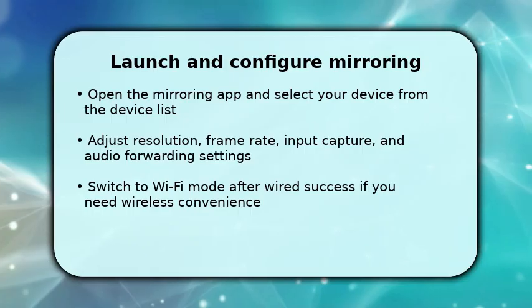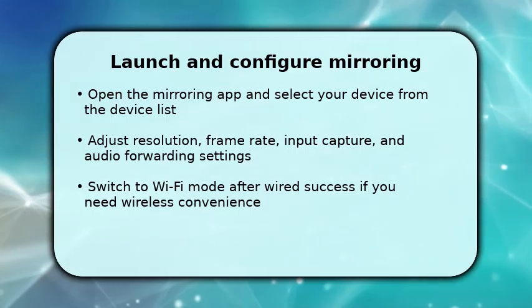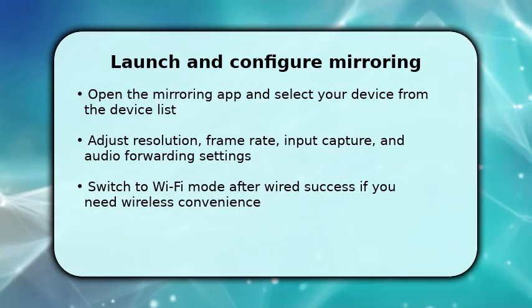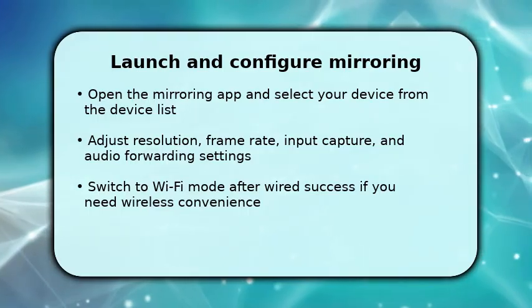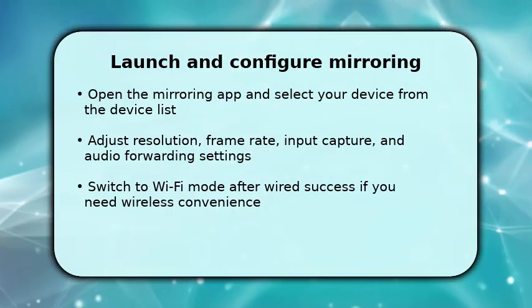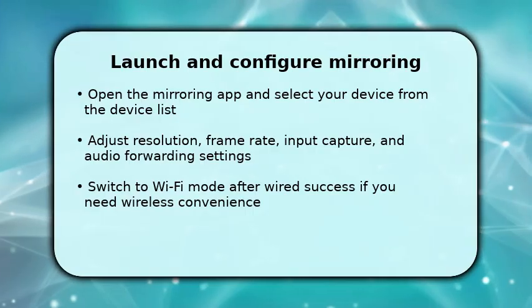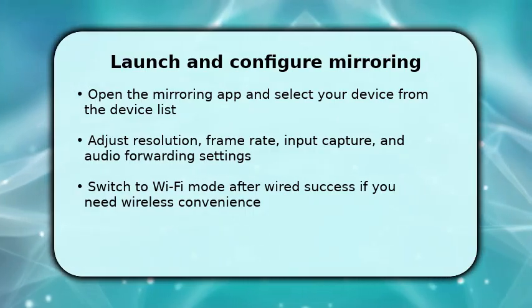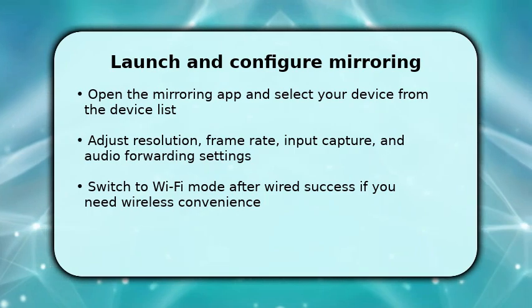Configure resolution and frame rate. Lower them if latency spikes, increase them for clarity. Enable input capture to let your mouse and keyboard control the phone. If you want wireless convenience, switch to Wi-Fi mode only after confirming a stable wired session. This ensures credentials and permissions are correct.